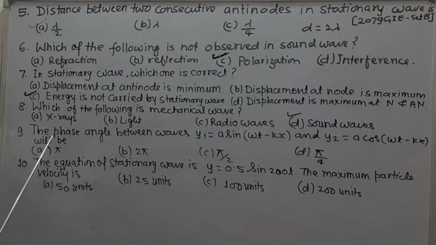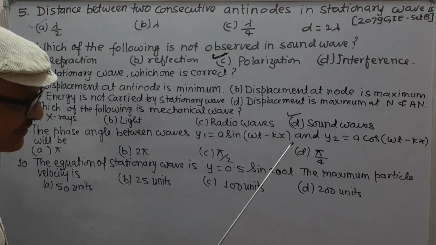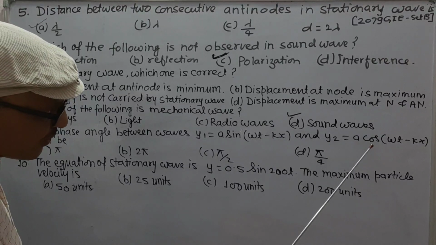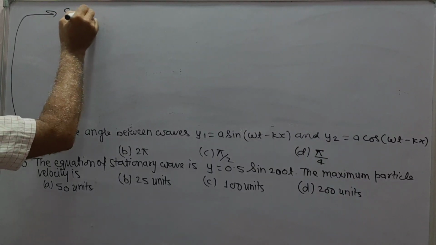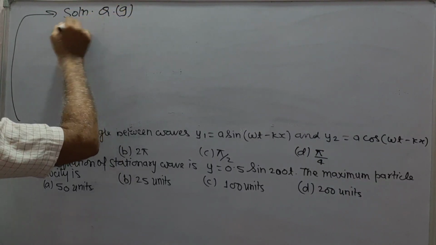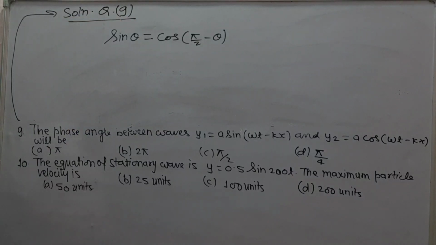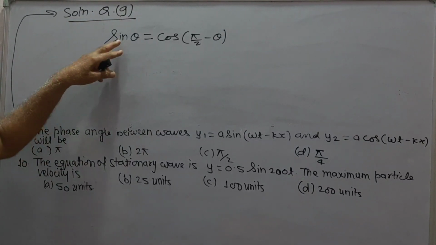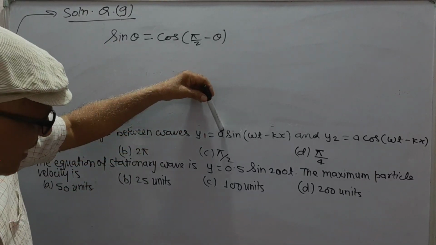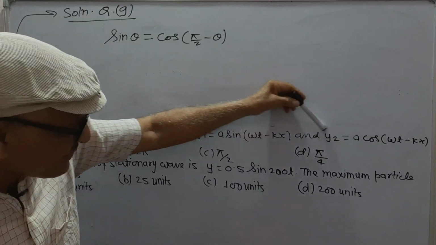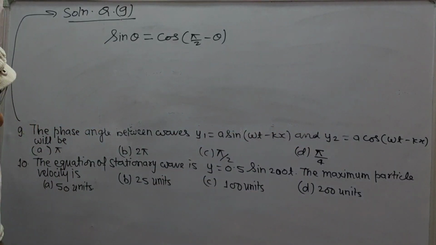Next question number 9. The phase angle between waves y1 is equal to a sin(omega t minus kx) and y2 is equal to a cos(omega t minus kx) will be. Solution to question 9. Because sin theta is equal to cos(pi by 2 minus theta), therefore the phase difference between y1 and y2 will be pi by 2. So the correct option will be C.